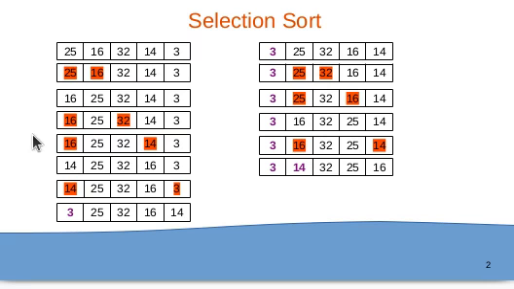Now the selection sort. In selection sort, this is the array. We will take the first cell, not the number, only the cell, and considering this cell, we will compare the other cells with this cell to see if this is the smallest of the others. So first we will take this one, then this one.